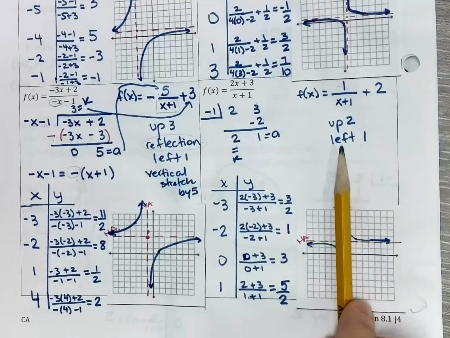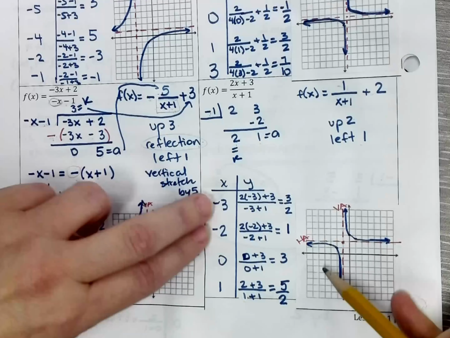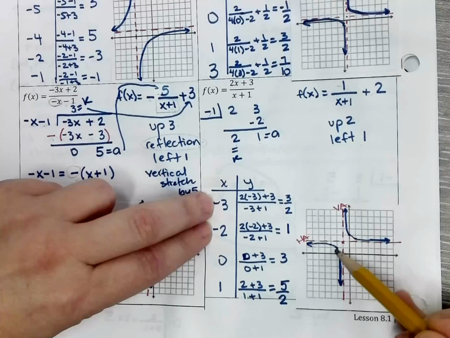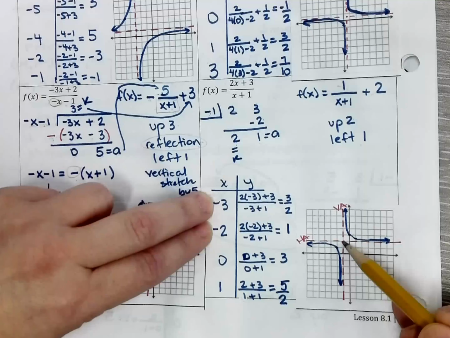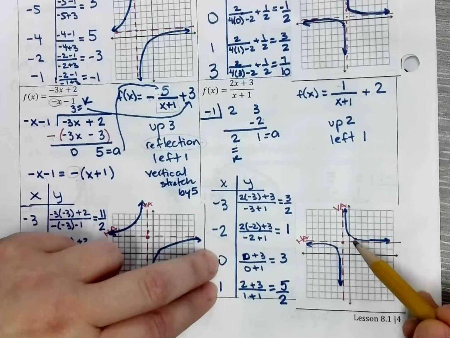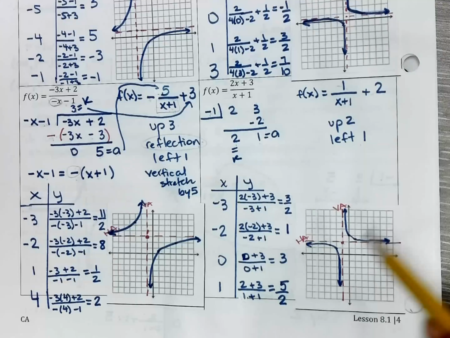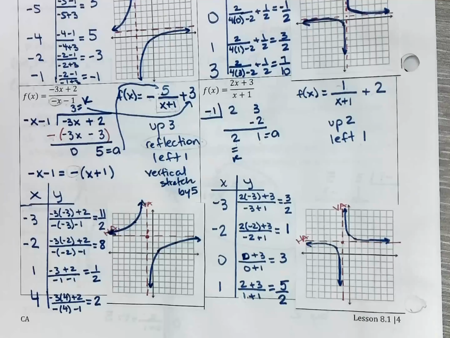Here's your vertical asymptote. Here's your horizontal asymptote. Choose 2 points to the left of that vertical asymptote. Choose 2 points to the right of the vertical asymptote to calculate and plot and sketch the graph right there.